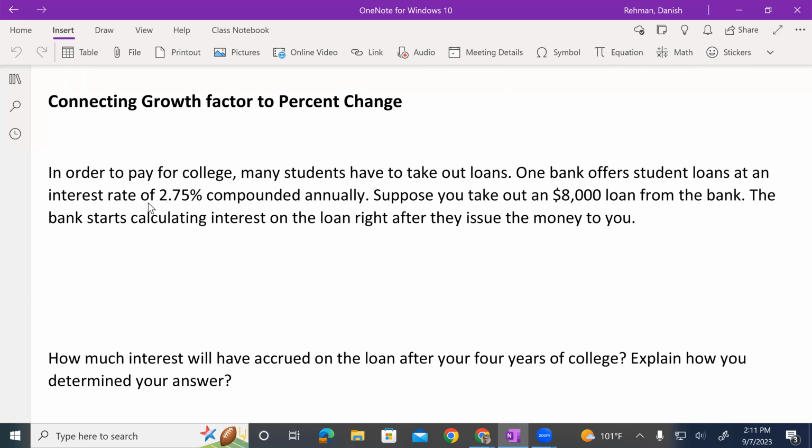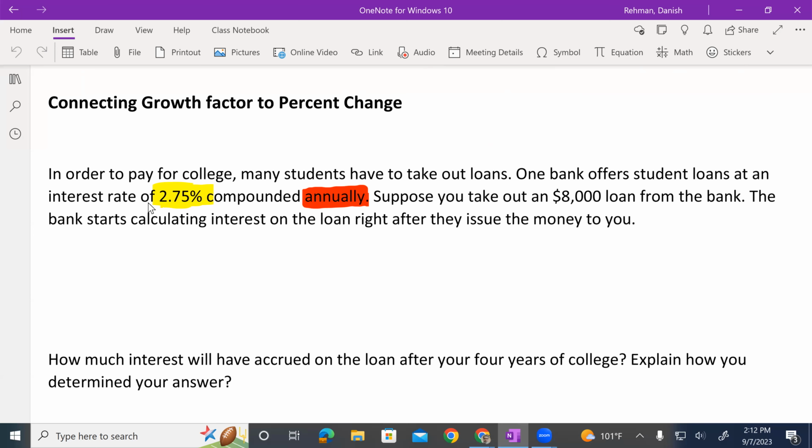It's telling you in order to pay for a college, many students have to take out the loans. One bank offers student loans at the rate of 2.75%. What is the rate? 2.75%. And don't miss it. There is a critical thing here. It's also telling you compounded. How often? Annually. This is important. Don't miss it. Although we are not using it, this is a trick. We will learn here how to not fall into that trap.